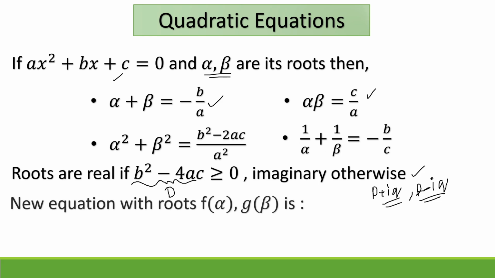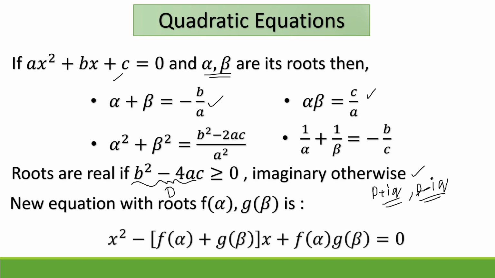Anyway, lastly but not the least, if you want to form a new equation with roots, let's say, f of alpha and g of beta, where f and g are functions that are different from simple identity functions, then you simply have to find f of alpha plus g of beta and f of alpha into g of beta. That is the sum of the roots and product of the roots. That is how the questions are formed, and that is how you can find the new equation.